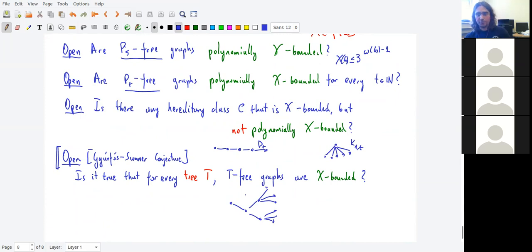There is quite a lot of work on this. In particular, it is known that if you exclude any tree and all its subdivisions as induced subgraphs, then it is true. This is a result of Scott from the 90s. But the full conjecture still stands open, and many really good people are working on partial progress towards it. So this is also a very alive topic nowadays.